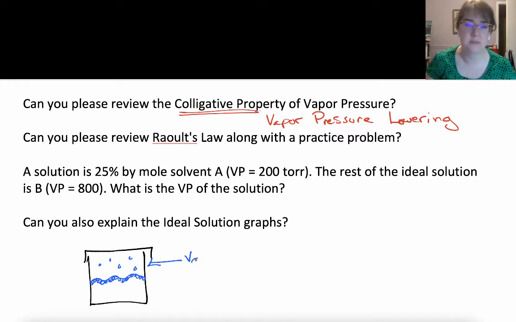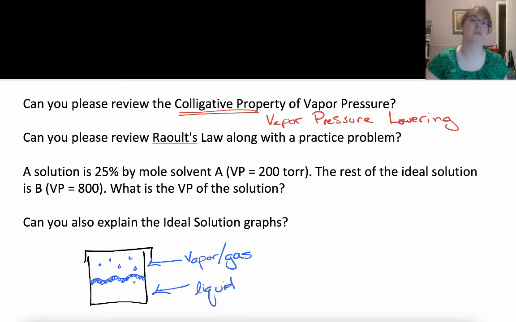So up here is vapor, or the gas phase. Down here is the liquid phase. Some of the liquid naturally evaporates and you get some gas. This up here we would refer to as vapor or the gas, and essentially how much goes into the gas phase from the liquid is called vapor pressure.